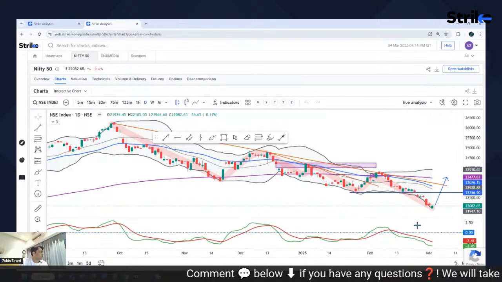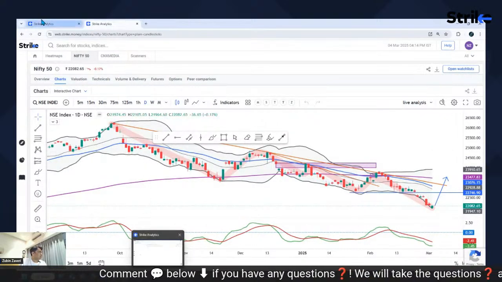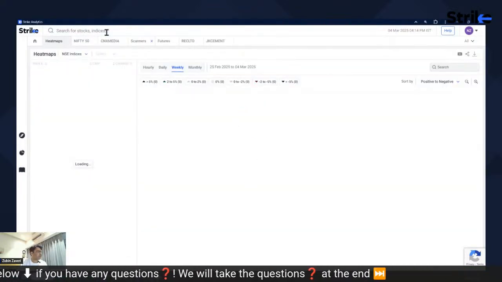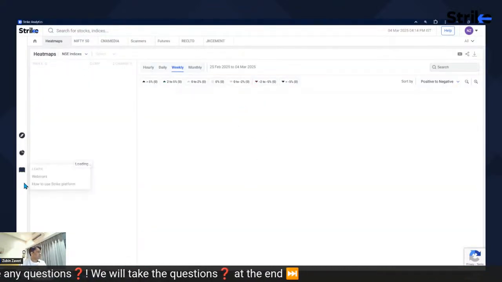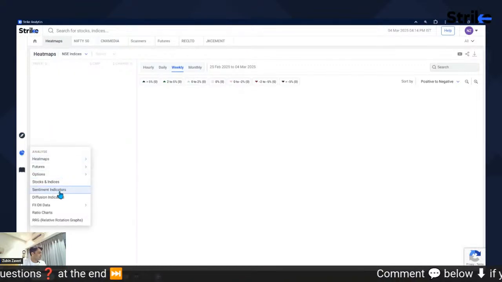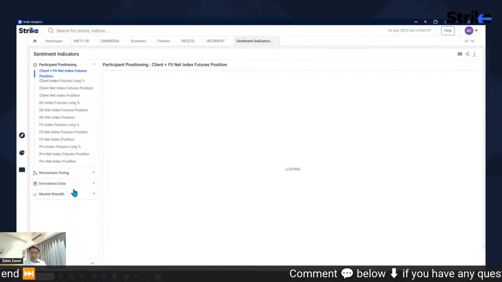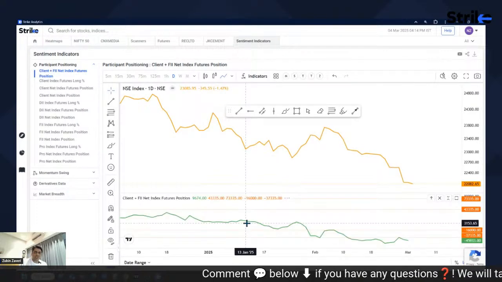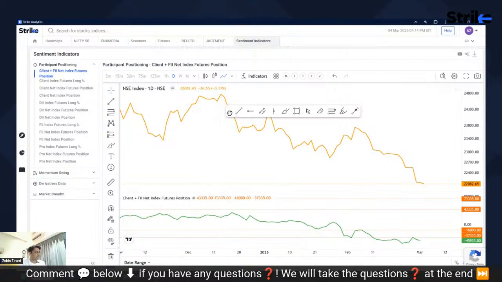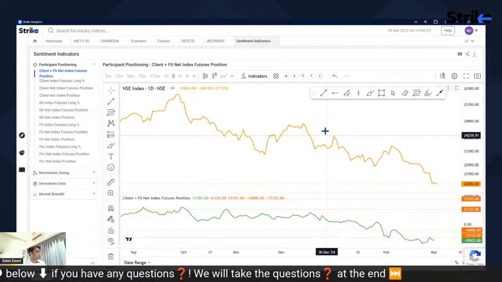Okay, you can also look at the sentiment indicators and combine. When we are talking about sentiment indicators, and I'll also look at RRG once, to find out the media stock which we said has performed today.